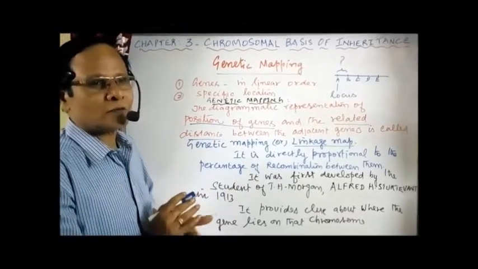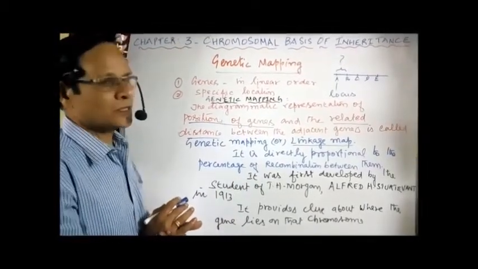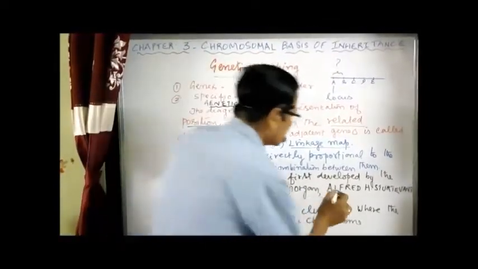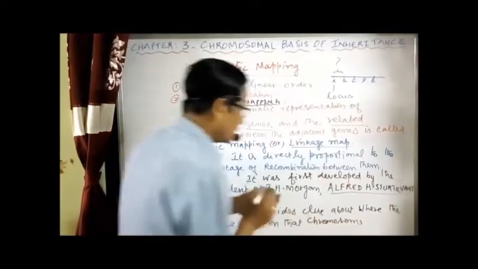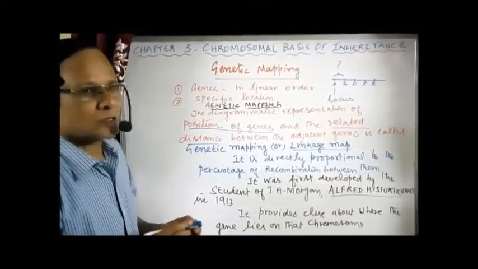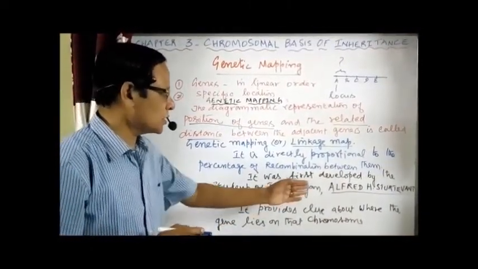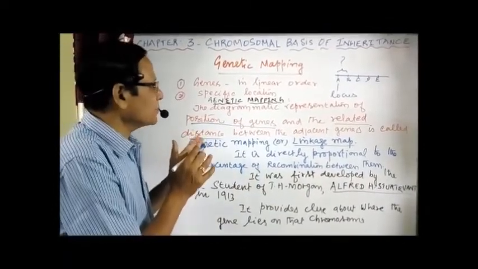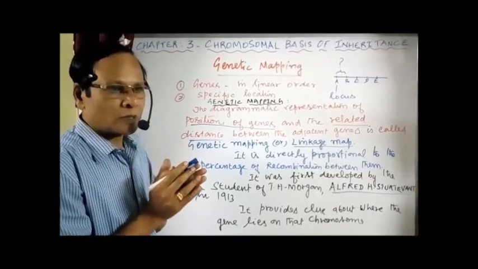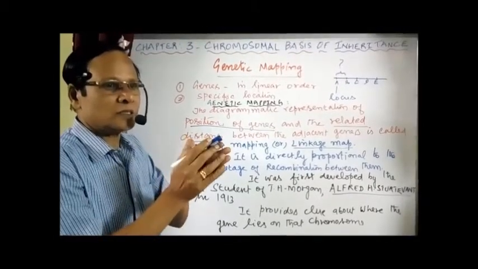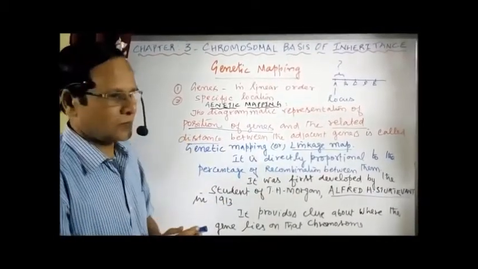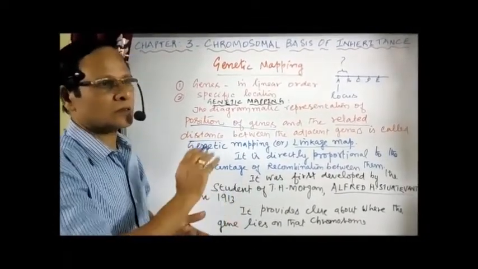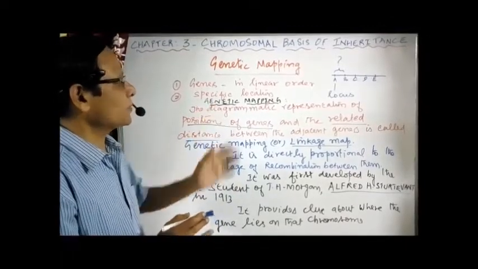Now it was first developed by one of the students of T.H. Morgan, by name Alfred H. Sturtevant. He was the first person who developed this concept called genetic mapping. So, this genetic mapping provides a clue about where the genes lie on the chromosome. It provides a clue about the location of the genes on the chromosome. So, this is about genetic mapping.